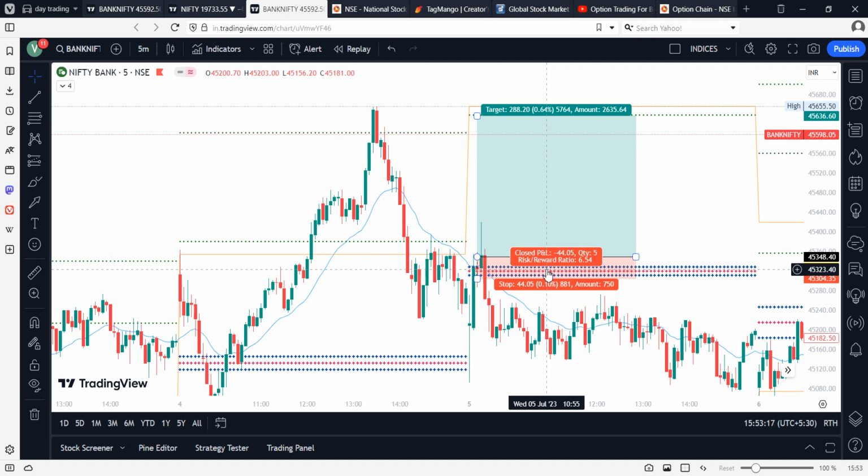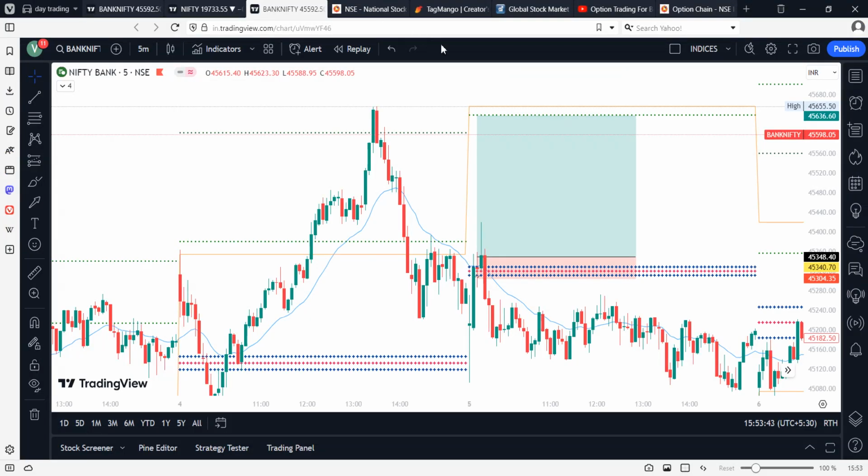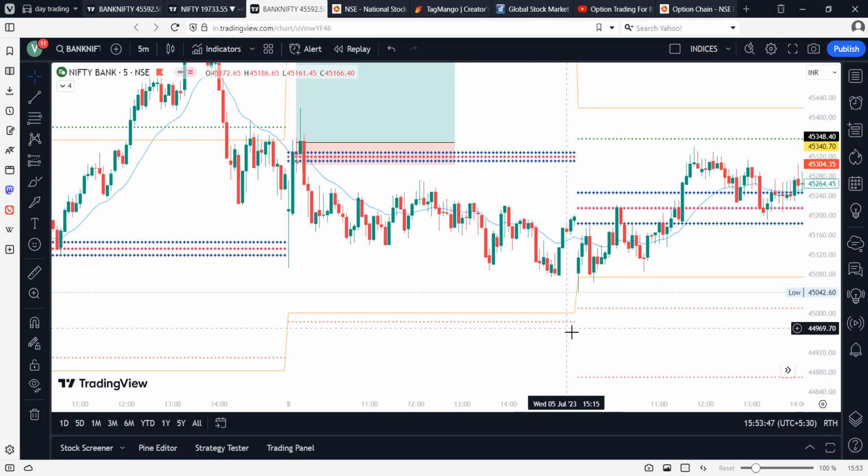If this is your target, on this day you have triggered the stop loss. How much have you lost? You have lost 500 rupees because you are trading with just one lot. Okay, the loss here is minus 500.